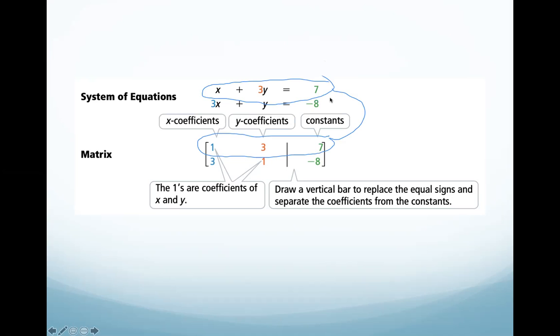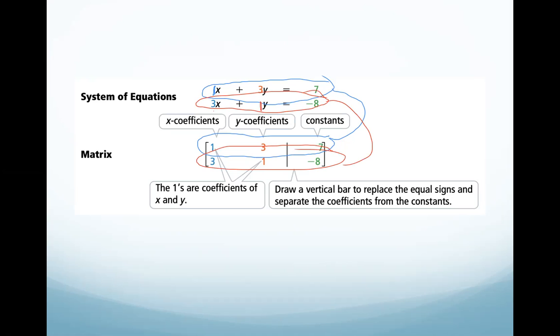And in that row, we're going to write 1 for our coefficient of x, 3 for our coefficient of y, and then 7 for our constant. This vertical bar is to replace the equal sign. It separates our coefficients from the constants. We're then going to take our second equation, and that will give us the second row. So the second equation goes with the second row. So we have 3 for our x, we have 1 for our y, and -8 for our constant.